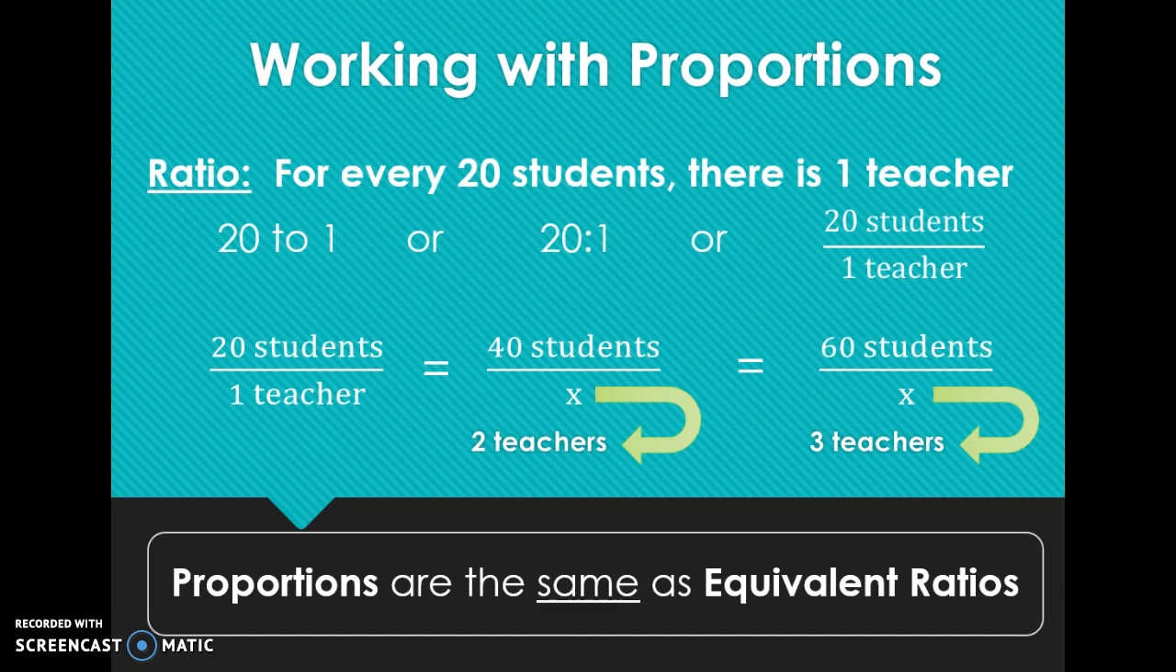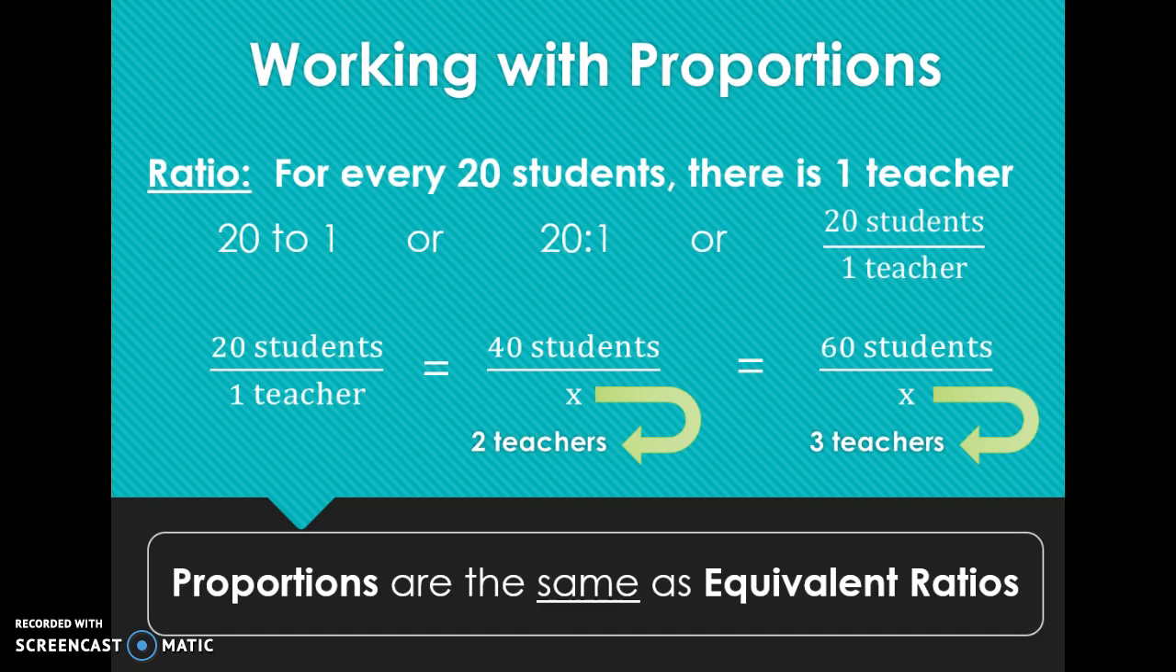that when we have these equal signs, that really means they are equal. 20 students to 1 teacher is really the same as 40 students to 2 teachers. And then 60 students to 3 teachers. I'm showing you they're equal, and that's what we've been calling equivalent ratios.